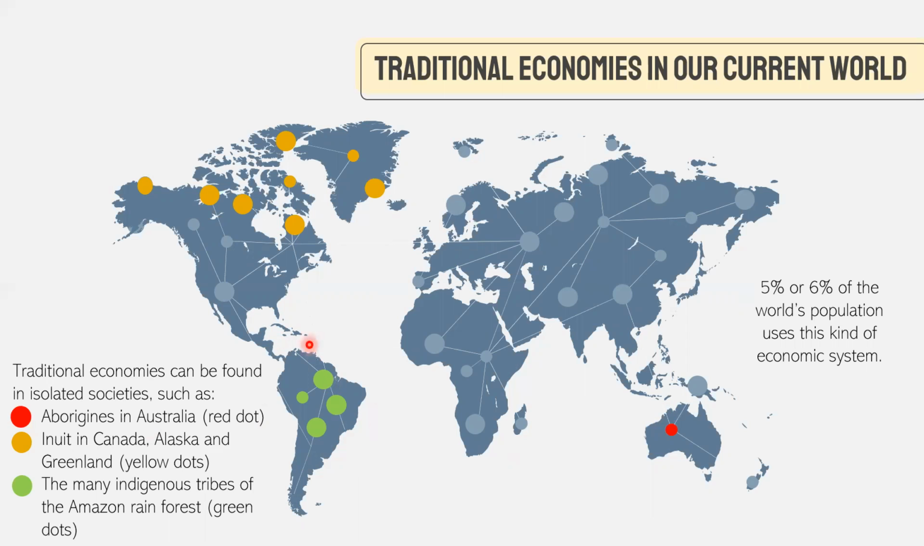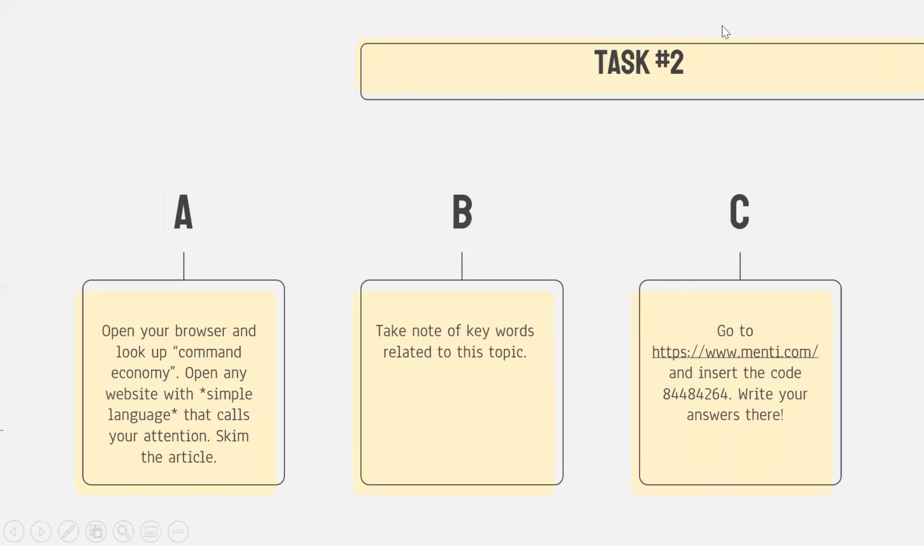And remember that even though we're not officially part of the Amazon, we have the same ecosystem and tribes that are lower in here. So in a nutshell, or in brief, between 5 and 6% of the world's population still uses this kind of economic system. This was traditional economy, sorry, no plural.